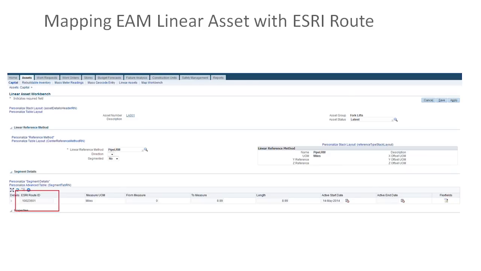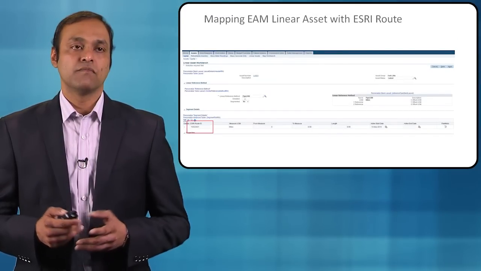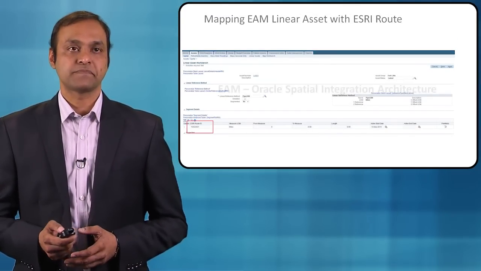So in the map workbench, when we have to visualize this linear asset, what technically happens is, using this unique ID, using the REST API URLs which you have seeded in the map manager, we pass this route ID to that REST API and talk to the ESRI system. The ESRI system gives us back the geometry, which we can visualize and show on the map. And you can continue your EAM maintenance actions on top of that visually seen linear asset.